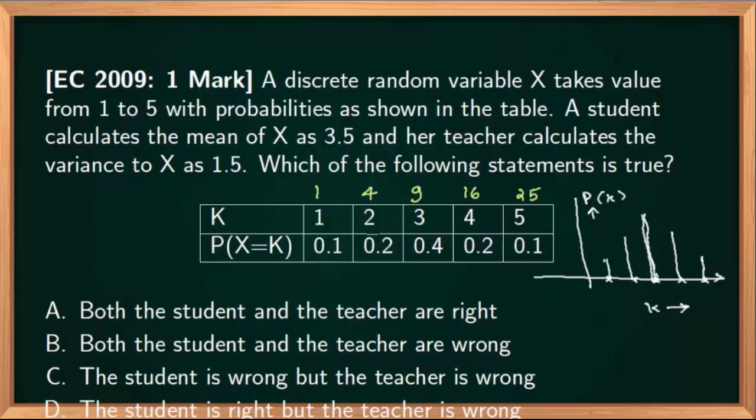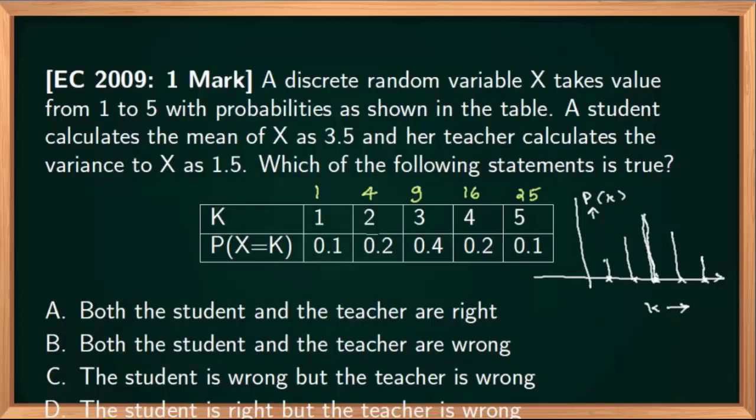The discrete random variable x takes values from 1 to 5 with probabilities as shown in the table. A student calculates the mean of x as 3.5, and her teacher calculates the variance of x as 1.5. Which of the following statements is true? You have four options. Both are wrong, both are right, one is wrong and the other one is right. Like that, you have 4 options.